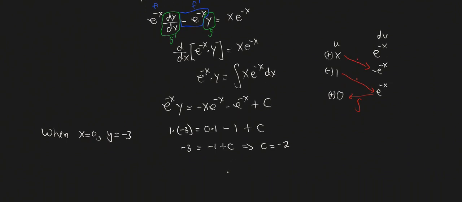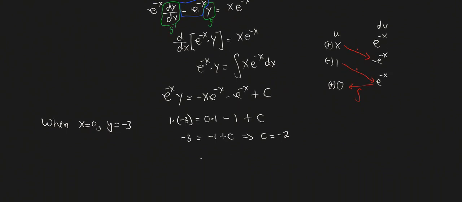So remember, the question wants us to find the equation of the curve, right? Now, it doesn't say what kind of equation, right? But I'm going to plug my -2 in for C. So here is an implicit equation of the curve, like this, right? So this is an implicit solution, implicit particular solution if we wanted it.